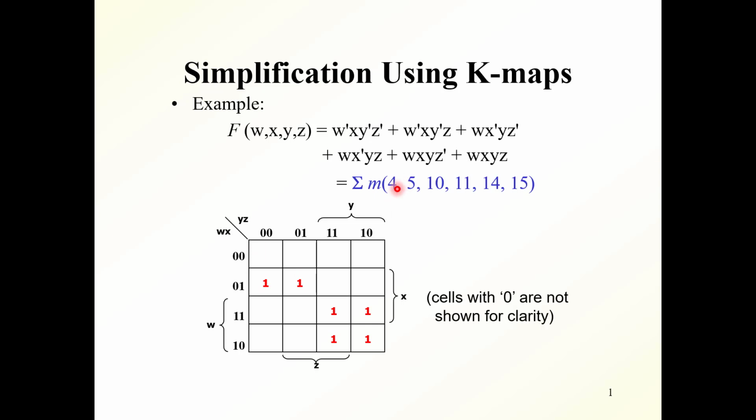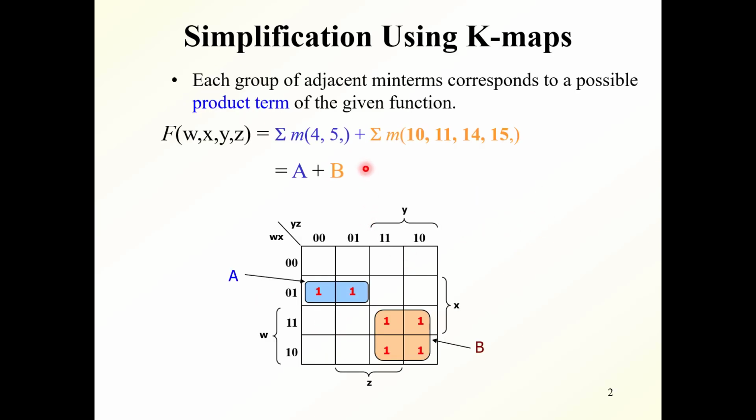Okay, this is minterm 4 here, and this is minterm 5 here, and this here is minterm 10, and this here is 11, and this here is 14 and 15. Now we can consider this function as sum of two groups, sum of minterms 4 and 5, which is group A, plus sum of minterms 10, 11, 14, 15, which is group B. This is group A, and this is group B.